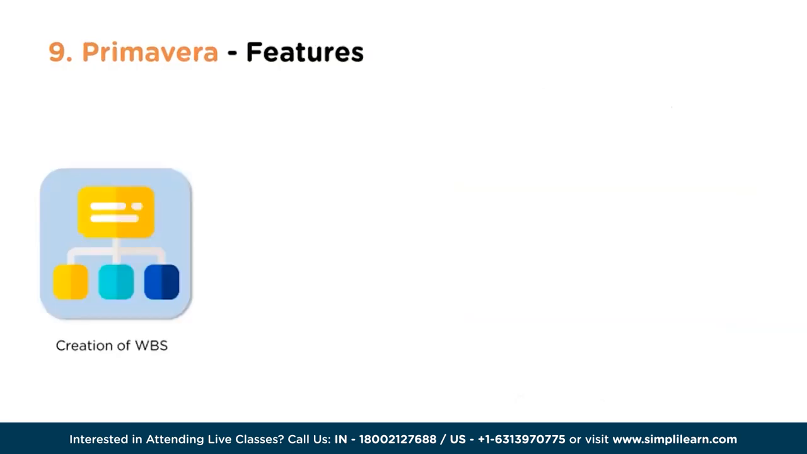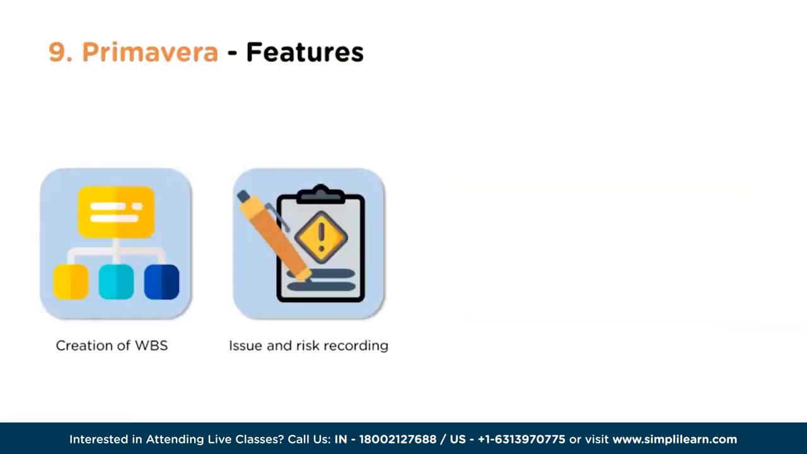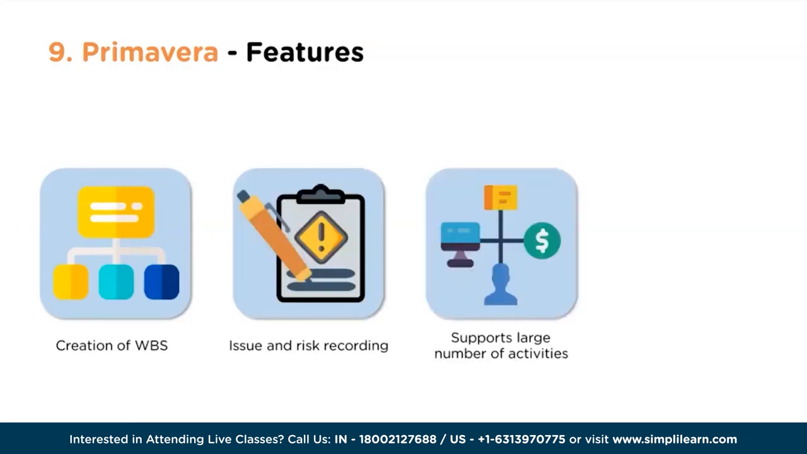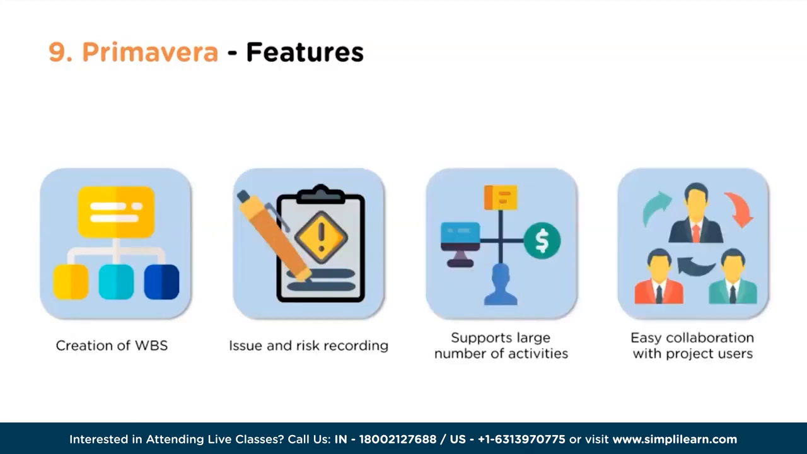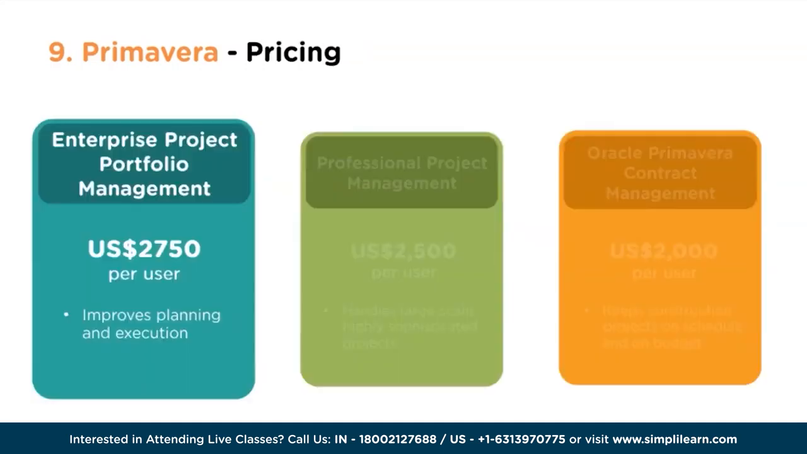The features of Primavera include creation of WBS, the work breakdown structure, issues and risk recording, support for a large number of activities, and easy collaboration with project users. The Enterprise Project Portfolio Management version costs around $2750 per user, which improves planning and execution.